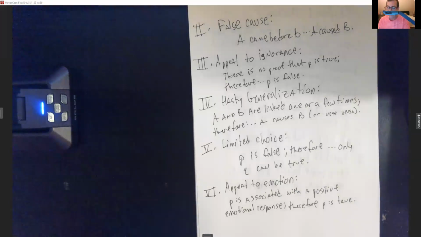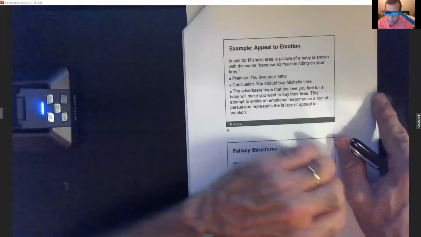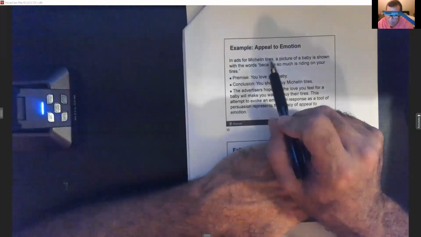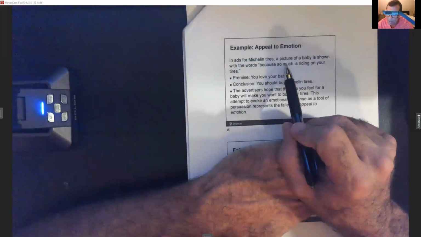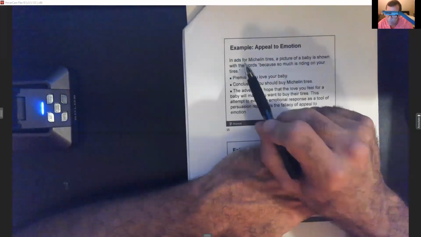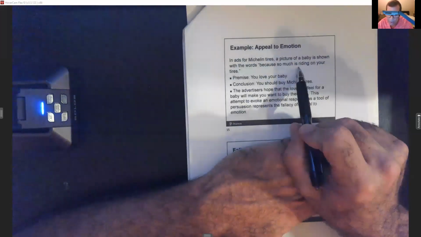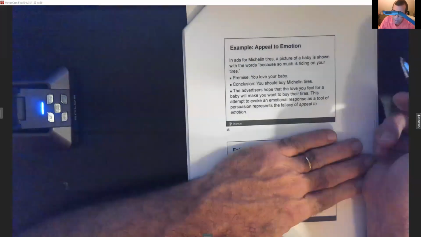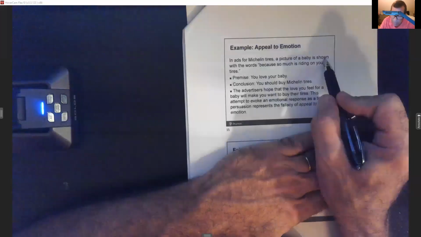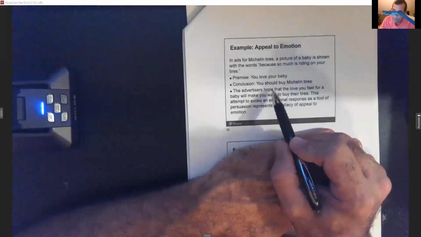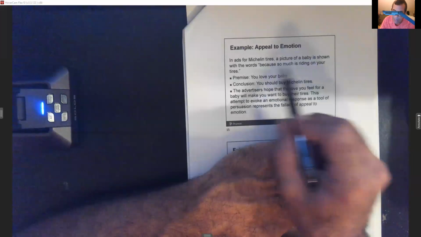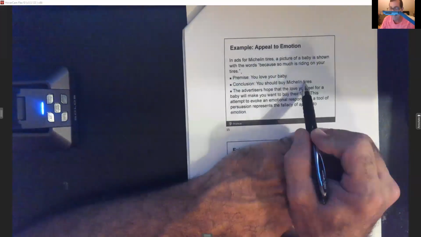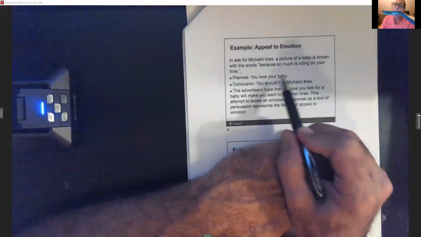Let's go. Appeal to emotion. In ads for Michelin tires, the Michelin tire man, a picture of a baby is shown with the words, "Because so much is riding on your tires." So the premise is you love your baby, because we're showing you a picture of your baby. And then we're saying because so much is riding on your tires. The conclusion: you should buy Michelin tires because you love your baby.